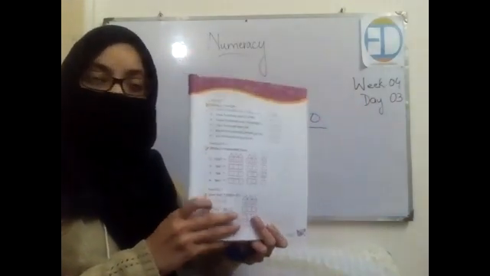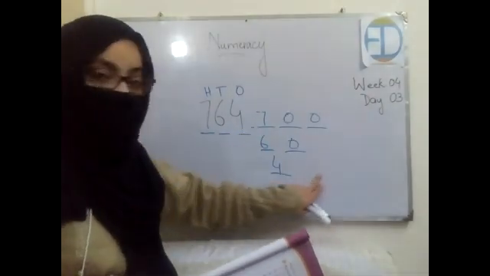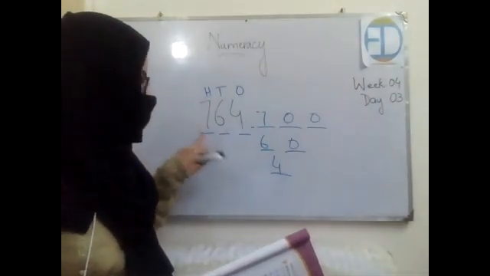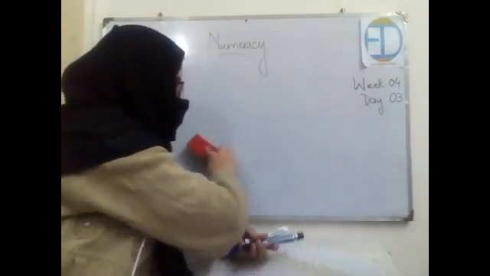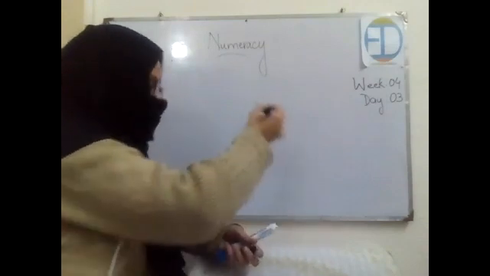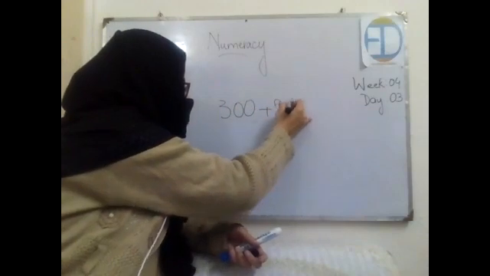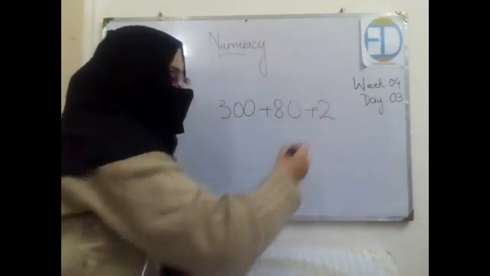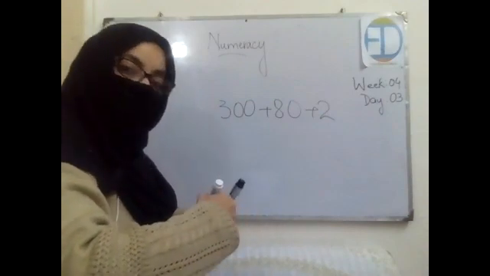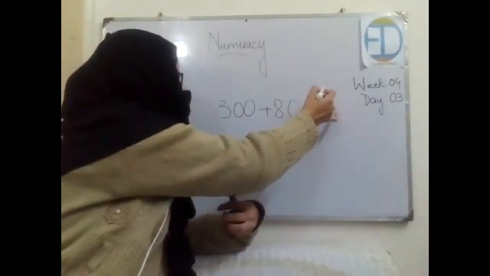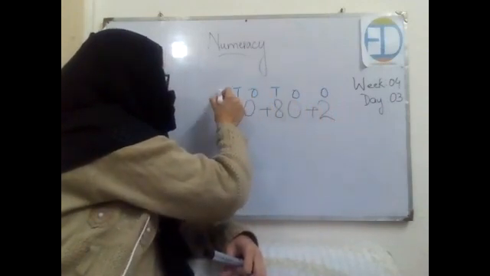Now in this question, you will be doing the opposite of this. You are given the expanded form and you are supposed to write the number. Okay. So let's do this as well. Let's say the number is written as 300 plus 80 plus 2. Now the practice that we will be doing over here is, first of all, write the place values: ones, tens, and hundreds.